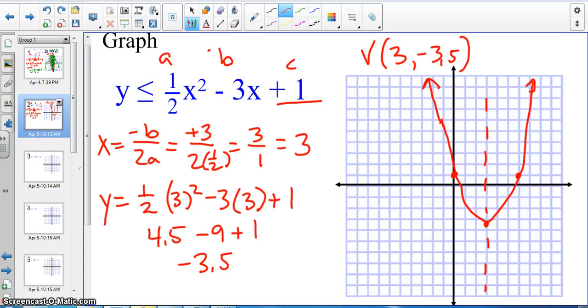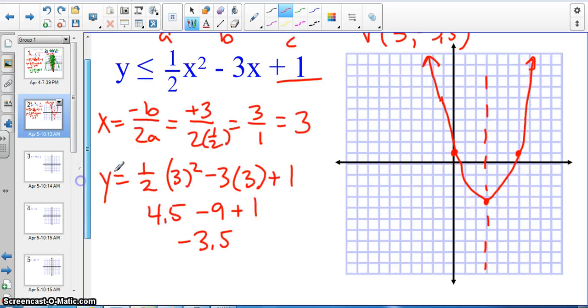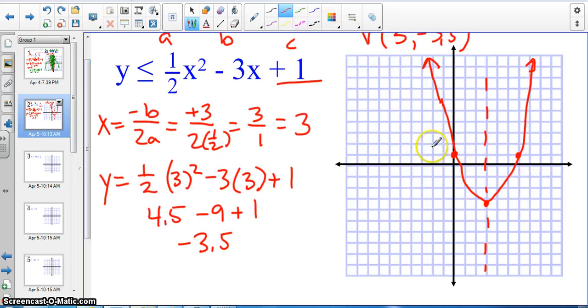So after we graph it, we just need to figure out where to shade. Well, we can always pick a point. Now, with this, we could pick 0, 0, but it's getting really close to our parabola. So pick a number that's not near 0, not near your parabola. You can pick any number over here in this region, or any number out here, or inside of it.